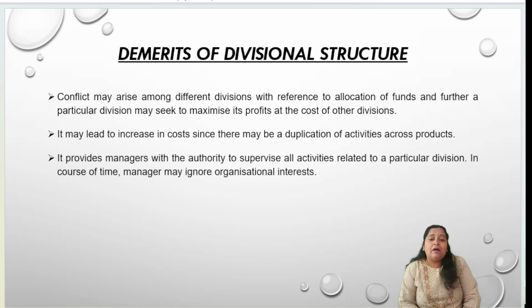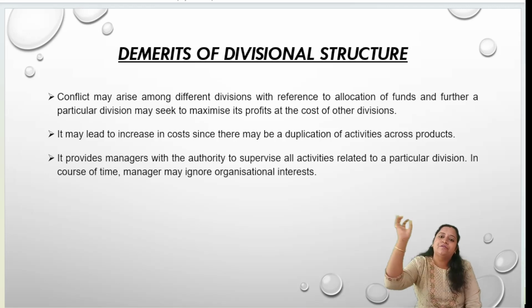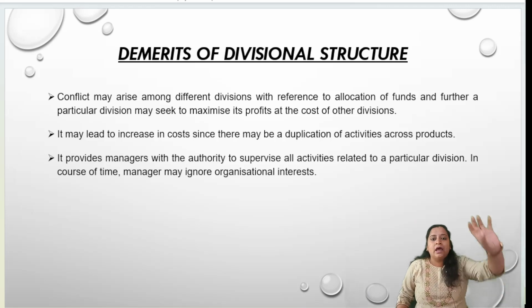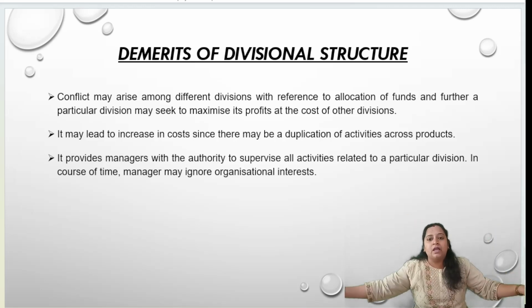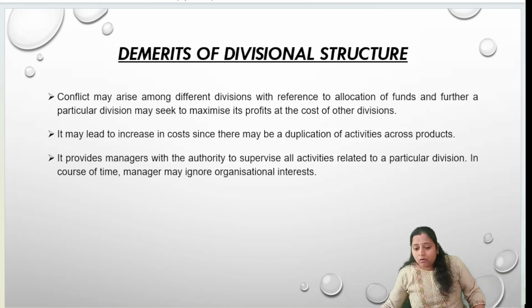Again, if you have merits, you will have demerits too. Demerits, disadvantages. Yes, obviously conflicts will arise between the different divisions. You have cosmetics, footwear, garments, IT. Conflicts will arise. Why? Because of the matter called allocation of funds.